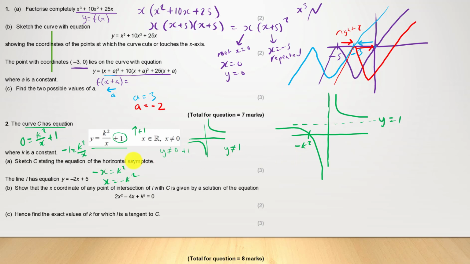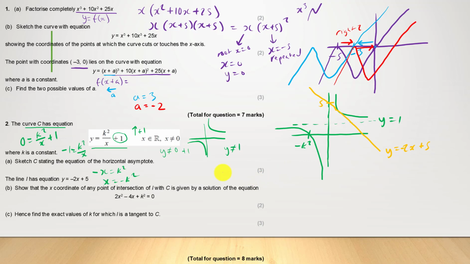Now let's look at the next part. The line L has equation y equals minus 2x plus 5. Show that the x coordinate of any point of intersection of L with C is given by a solution of this equation. So what does this mean? We've got 5 here. Just say this is 5, and we've got a line like this, possibly touching this once or twice. That's the representation, so you get a visual example. That's minus 2x plus 5.